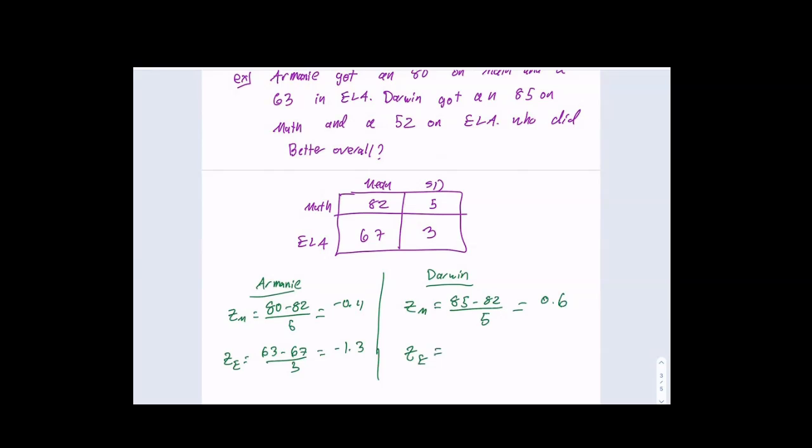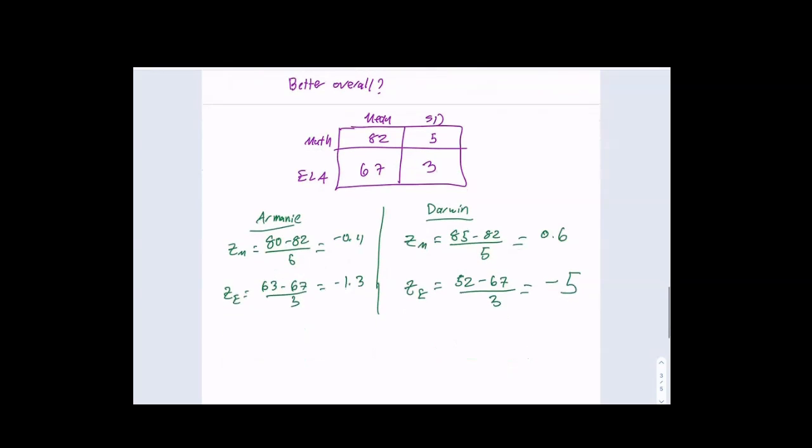which is... You didn't get 85 on ELA. Oh, sorry. So 52 minus 67 over 3, which is negative 5. So Darwin bombed his ELA exam. He's negative 5. Is that good or bad? Good. Oh, no. It's bad.